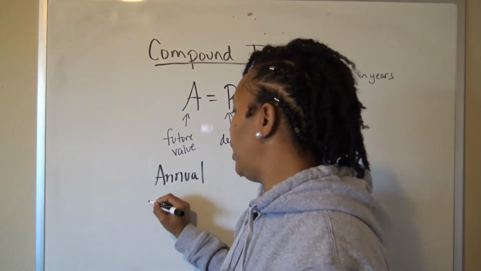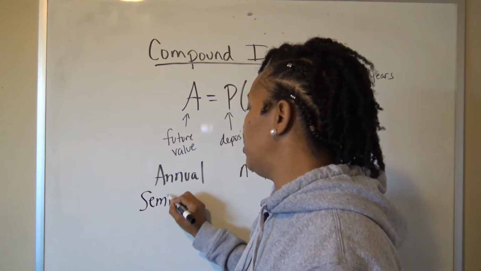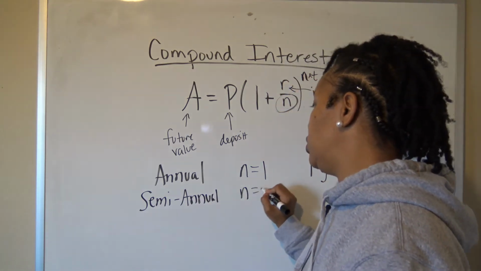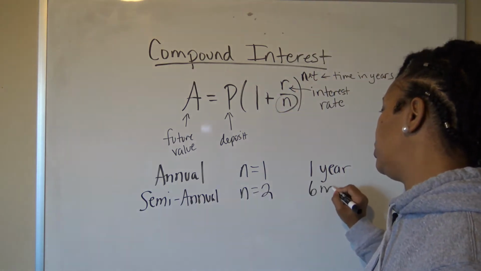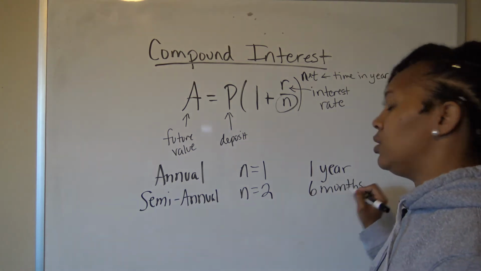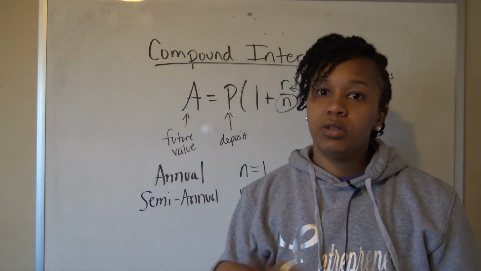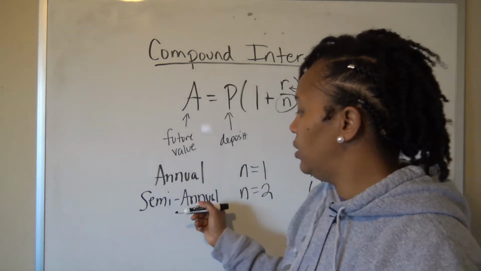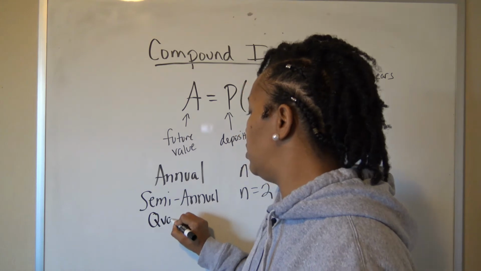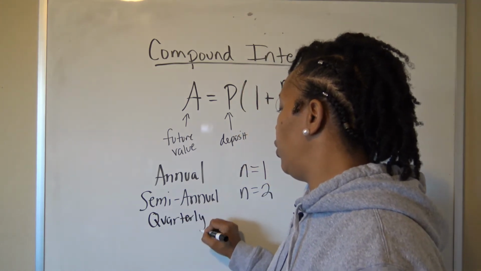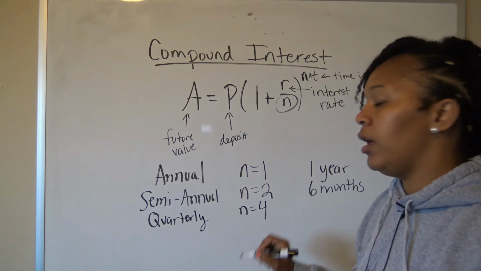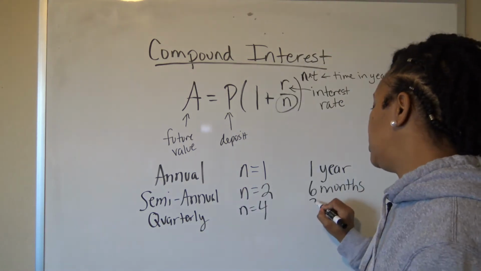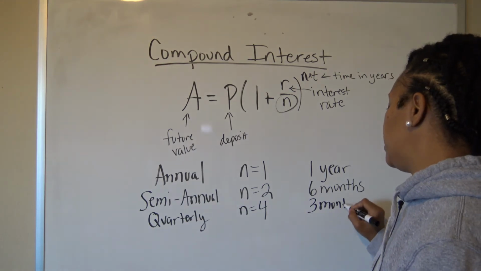Another one is semi-annually. Semi-annually means twice a year. That means N is 2, and that means they compound interest every 6 months. So every 6 months, your bank will add interest to your account, or whatever financial institution you're using. The next one is quarterly. Quarterly, N is equal to 4. And that means that if you take 12 months and divide it by 4, interest is compounded every 3 months.